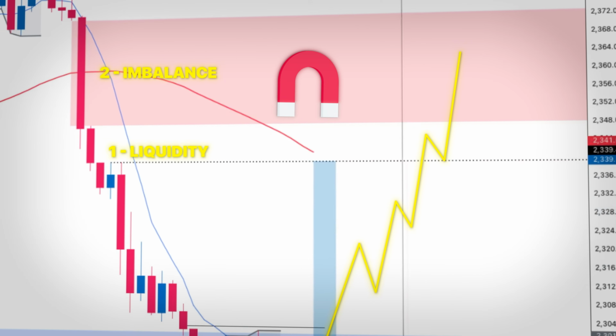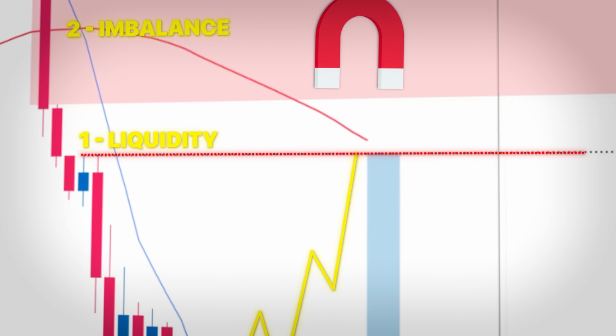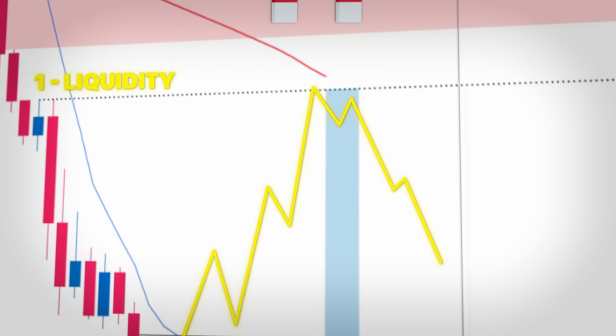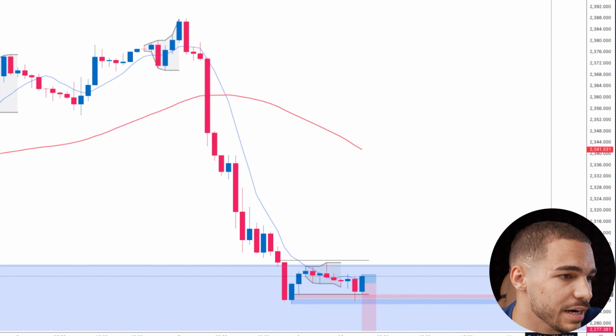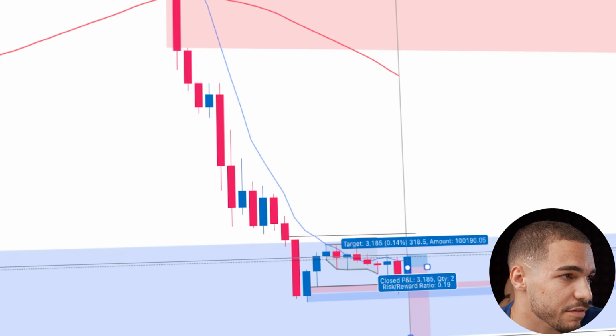The imbalance is like a magnet, and the strongest point of the magnet is going to be the liquidity resting before it. So oftentimes you'll see the liquidity get swept and then price reverse. So in this case, I identify my imbalance as this massive drop over here. Now, a lot of people would be targeting the fill of this area.